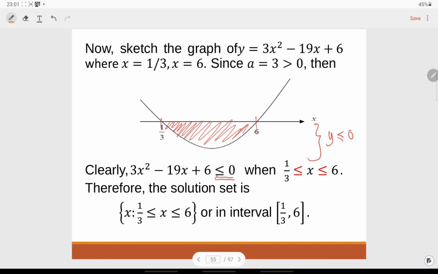Because we are dealing with less than or equal to, we need to use this sign as well. So x is greater than or equal to 1 over 3, and x is less than or equal to 6 as the answer. You need to represent the answer in set form, so you enclose the answer in this parenthesis. Or you can also represent the answer in interval form. Because we have less than or equal to, we need to use the square parenthesis, because it is a closed interval. Okay, that is the answer.